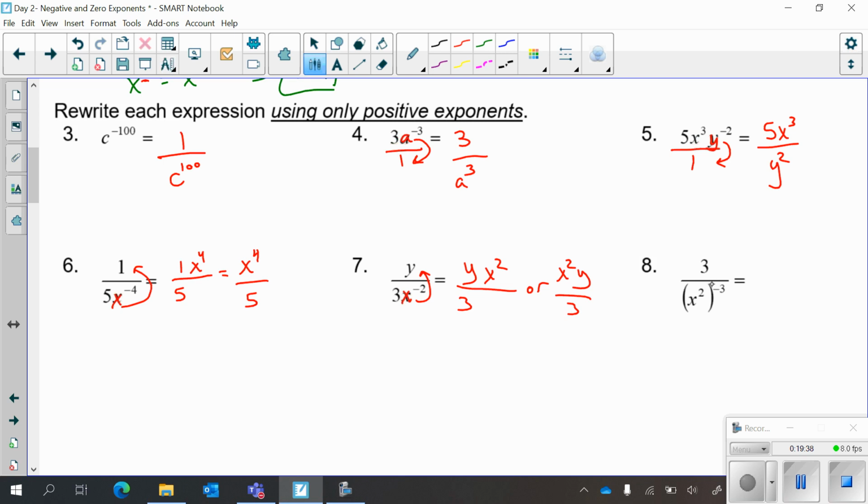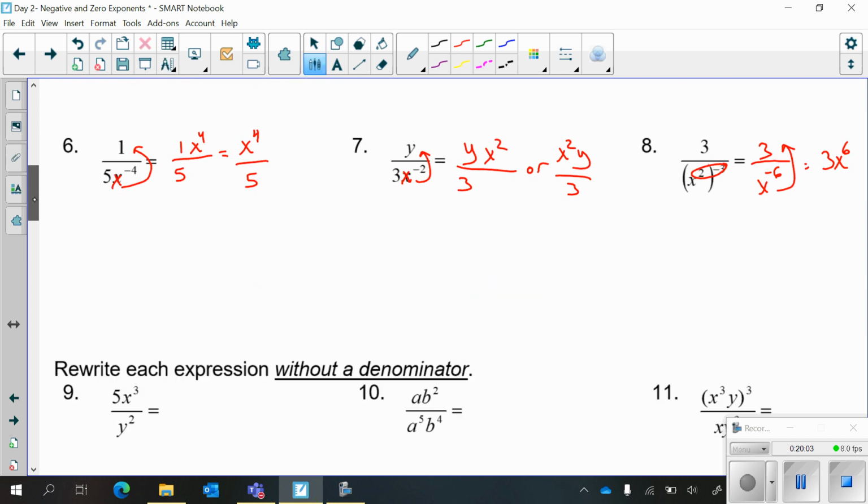For the next one, what's important is you have 2 exponents. When you have 2 exponents, you multiply. So 2 times 3 is negative 6. Now that you have a negative exponent, move it to the top. You have 3x to the 6th. You could write over 1 if you wanted to, but it's not needed.